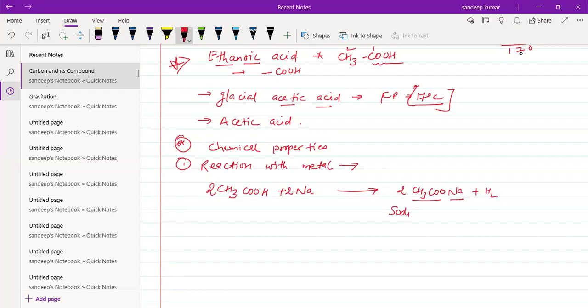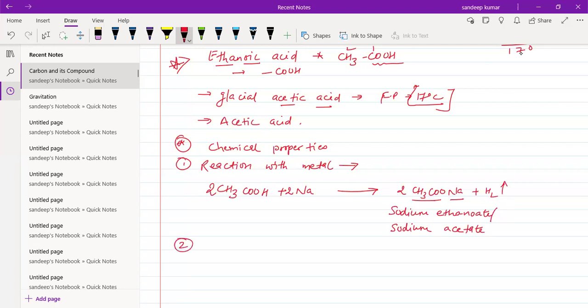Sodium ethanoate, or we say sodium acetate, because acetic acid is there. So whenever acetic acid reacts with sodium, it forms sodium acetate, and hydrogen gas is evolved. You can see.